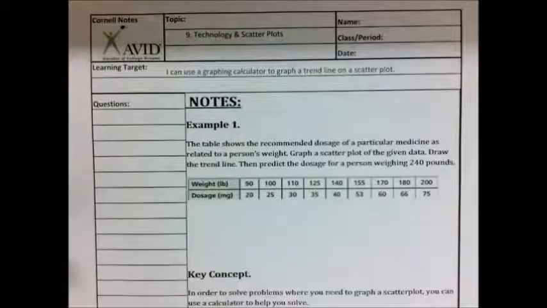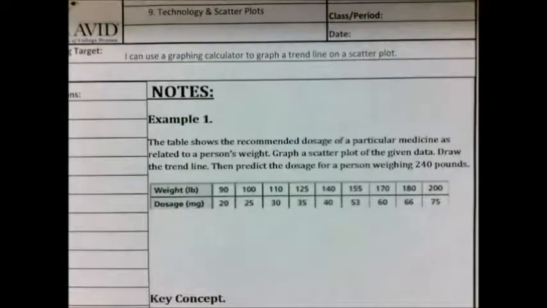Alright, so we're going to talk about technology in scatter plots. We're going to use a graphing calculator to help us solve some of these problems. So your learning target is: I can use a graphing calculator to graph a trend line on a scatter plot. I'm going to keep this video a little more zoomed out just because I'm going to be using a calculator a lot.